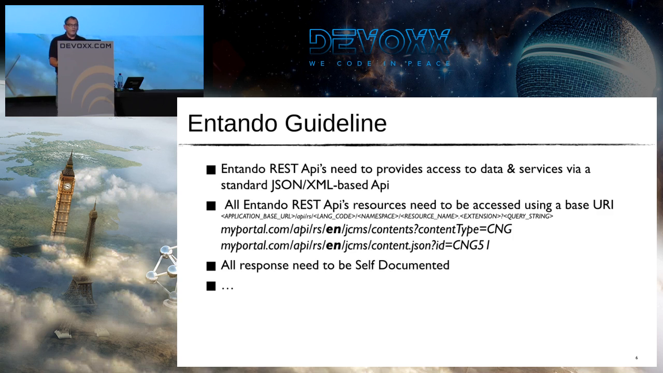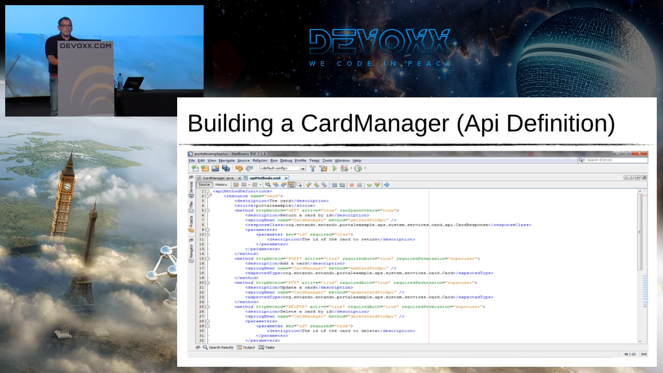All the Entando REST API resources need to be accessed using a base URI. Here I show an example in this slide, where you have the application-based URL, API/REST/language code, and you can see that the APIs are also international and multilingual. All responses need to be self-documented.